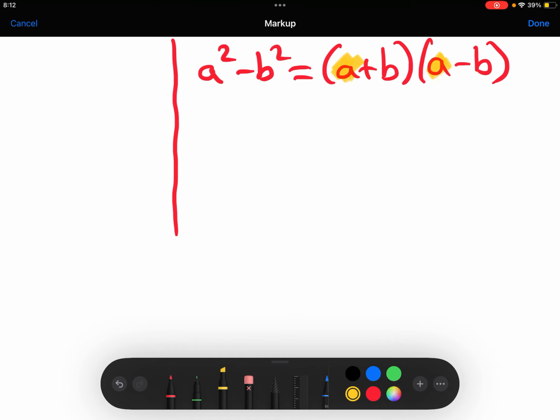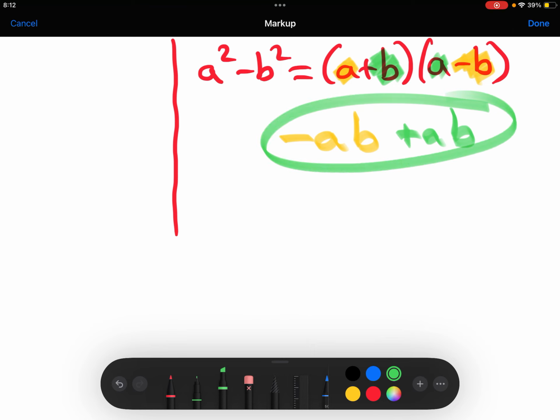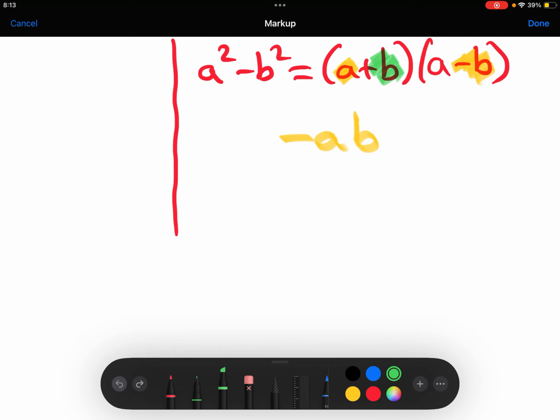Because we'll have the a times a, which gives me the a squared. We'll have the b times minus b, which gives me the minus b squared. And then crucially, we'll have the a times minus b, which is minus ab. And we'll have the b times the a, which gives a positive ab. And these terms here cancel out, which is why there's no middle bit here. It's just simply the a squared minus the b squared.